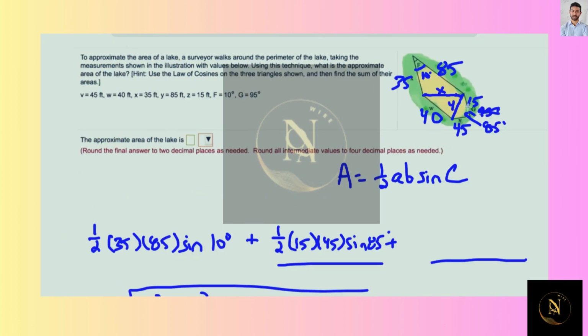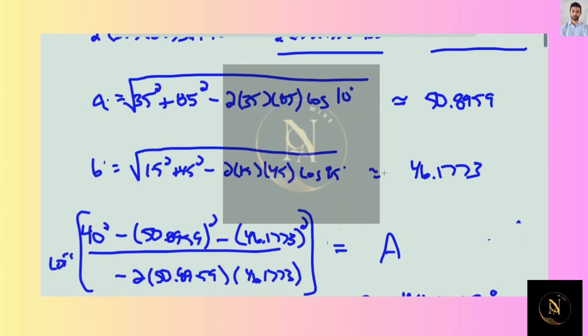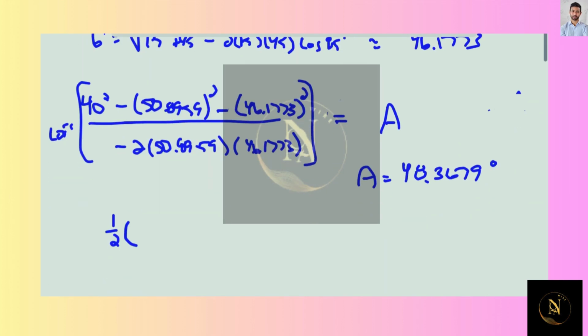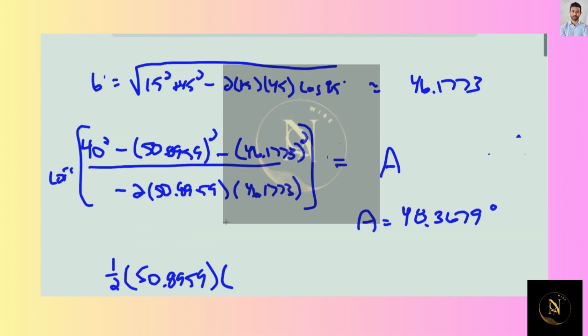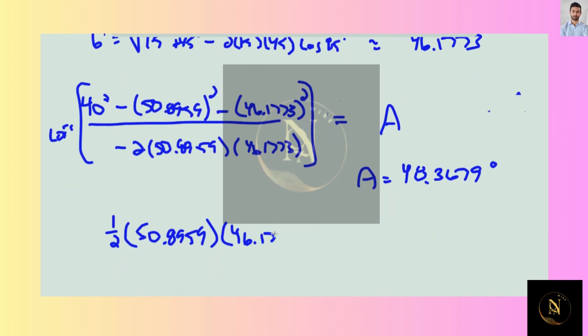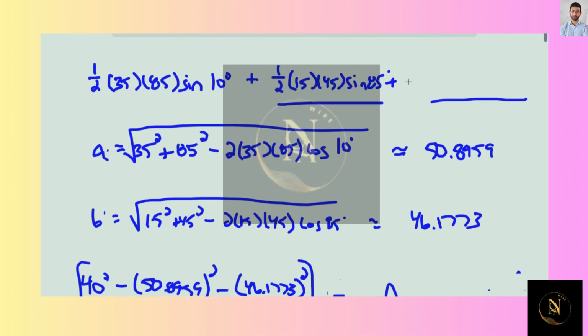This isn't the included angle that I found, so we're going to have to use the two sides, 50.8959 times 46.1773 times the sine of 48.3679 degrees. And then we have all of our areas.